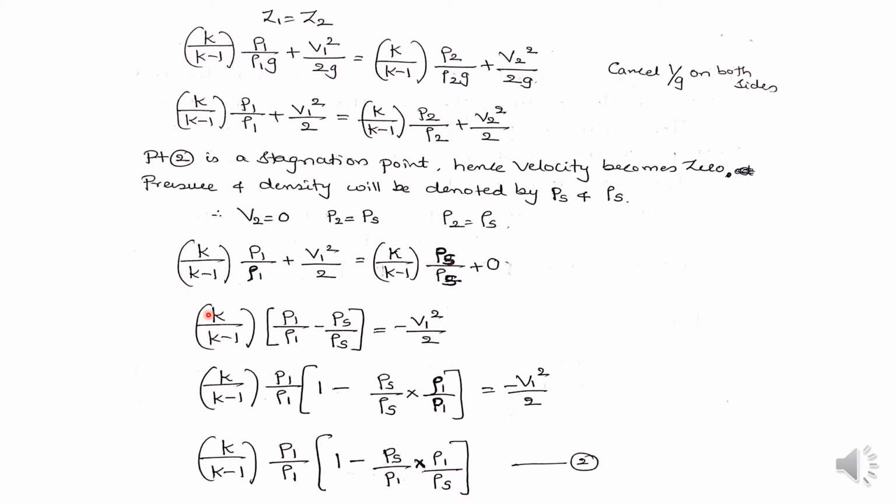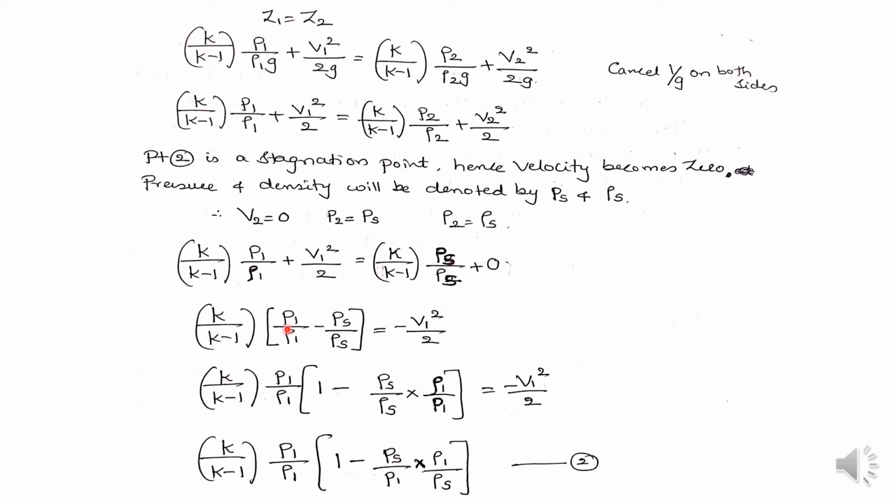So now I'll write the equation: K divided by K minus 1, in the bracket I have written P1 divided by rho 1 minus PS divided by rho s, because K divided by K minus 1 is common for this term also. I have directly taken K divided by K minus 1 as common. In the bracket I have written P1 divided by rho 1 minus PS divided by rho s, that will be equal to minus V1 square divided by 2.